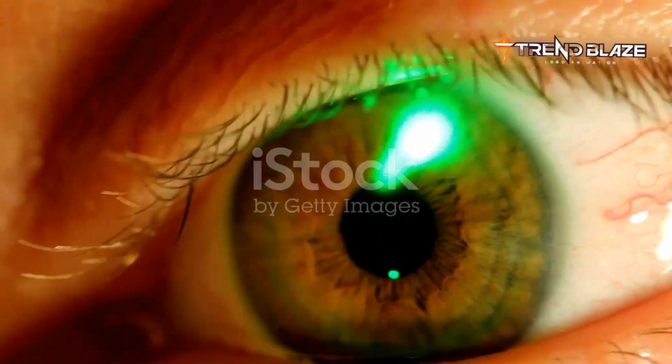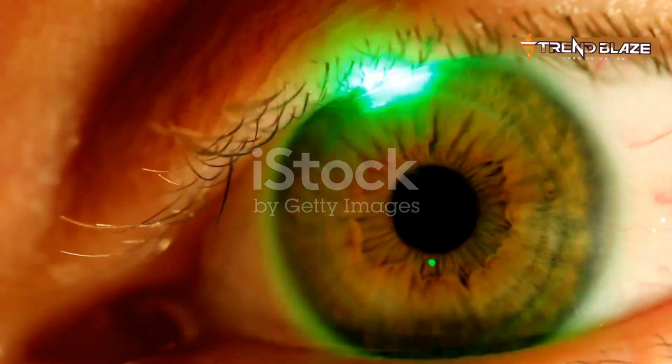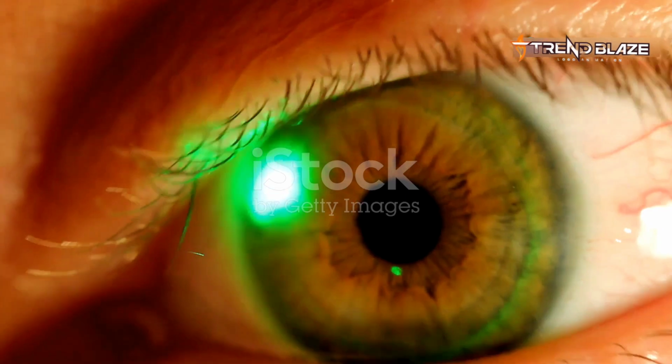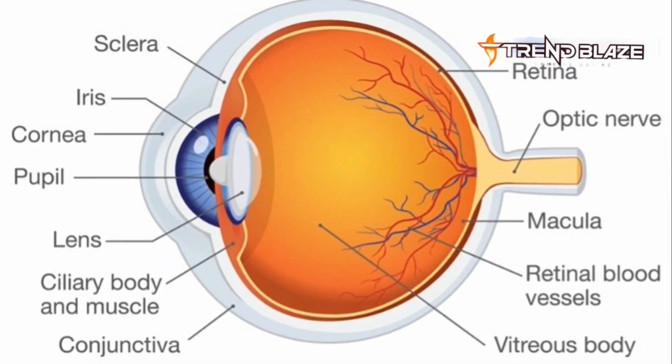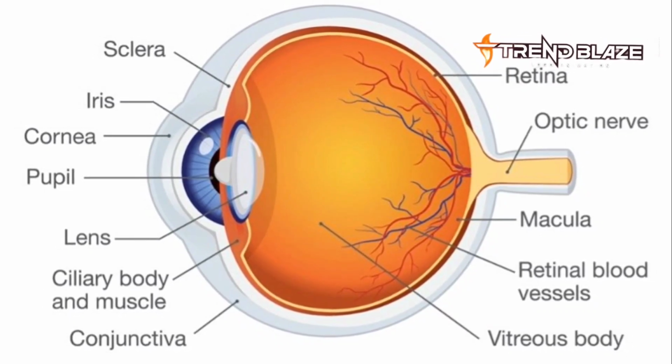But why do we see these clumps? It's all about shadows. These shadows are cast by tiny clumps of protein or other materials inside the vitreous humor, the clear gel-like substance that fills the inside of our eyes. Light enters our eyes through the cornea and lens, and then it travels through the vitreous humor before hitting the retina at the back of the eye.